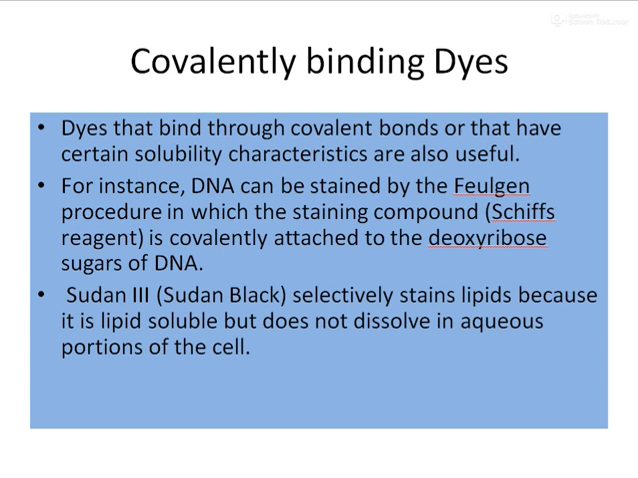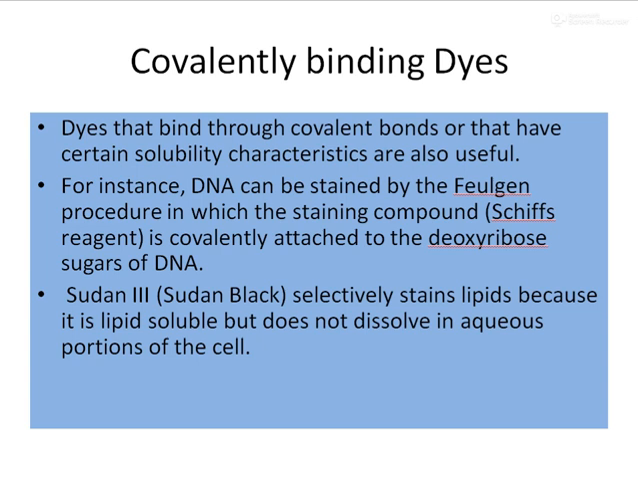And also sometimes you can have Sudan III black stains. They mainly stain lipids because the lipid is soluble, but does not dissolve in the aqueous portion of the particular cell. So sometimes you have certain specialized stains which would covalently bind to specialized components which are present in the particular cell.